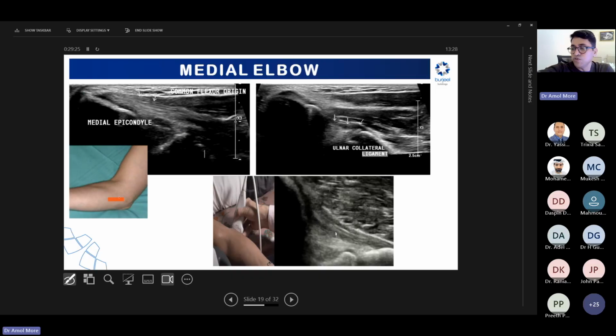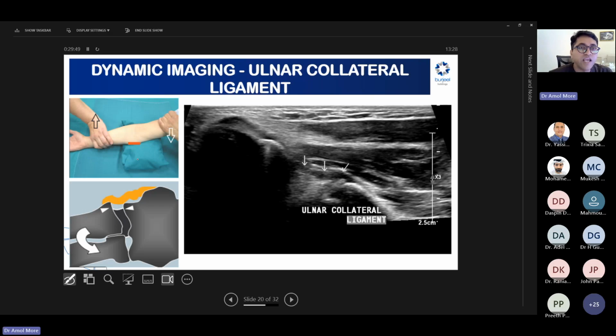Once we change the position from the medial epicondyle from thenar orientation to hypothenar orientation, we can see a nice fibrillary pattern of our ulnar collateral ligament. This is the anterior bundle of the ulnar collateral ligament, which goes and inserts on the sublime tubercle of the ulna. It can be assessed on dynamic evaluation. You just pull the arm and forearm in opposite directions to assess the integrity of the ulnar collateral ligament on dynamic assessment.